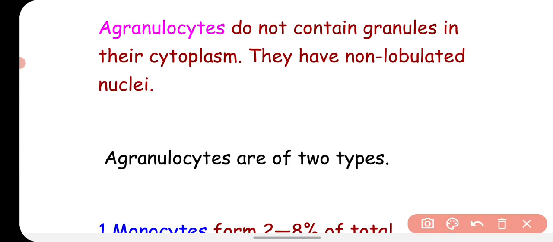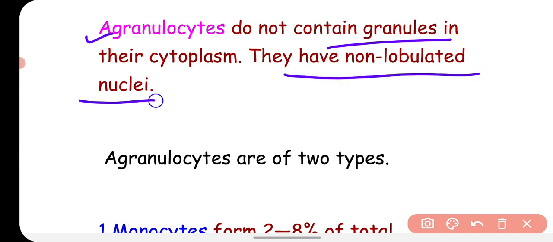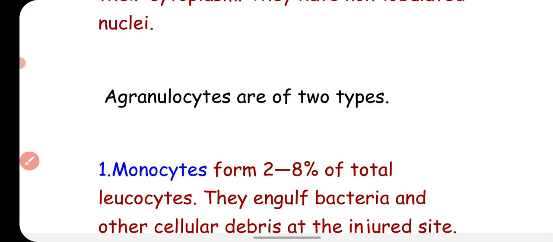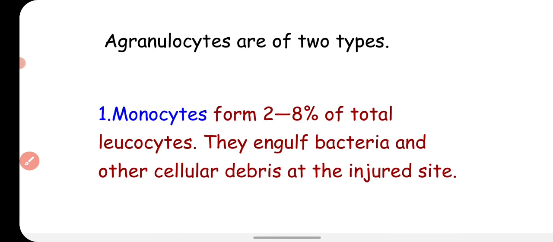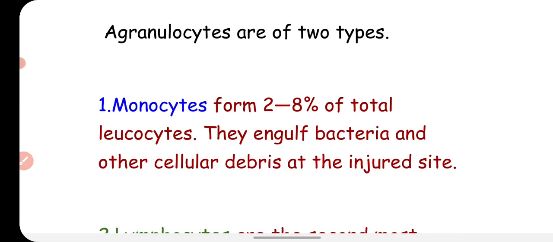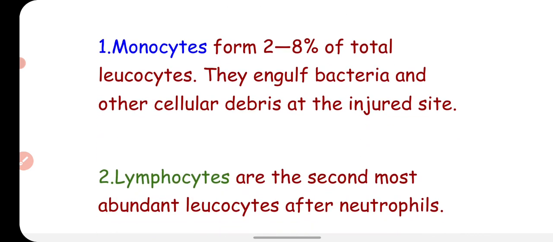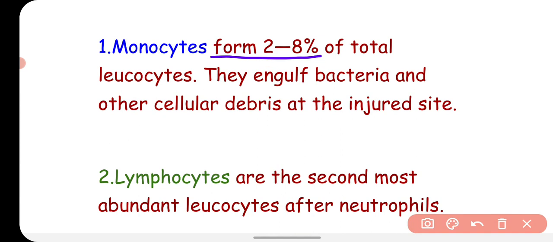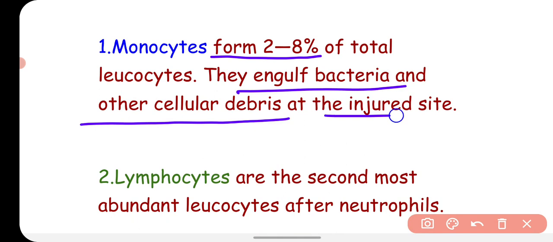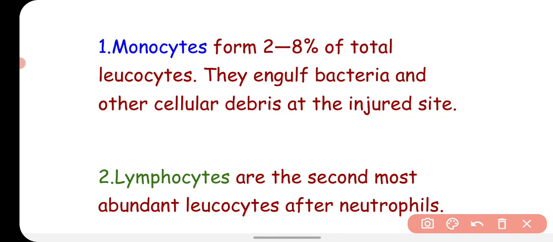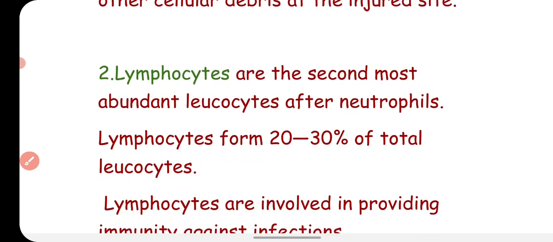Agranulocytes do not contain granules, that's why they are called agranulocytes. They have non-lobulated nuclei. Agranulocytes are of two types. First of all, the first one is monocyte. Monocytes form 2 to 8% of total leukocytes. They engulf bacteria and other cellular debris at the injured site, and hence they protect us from pathogens.